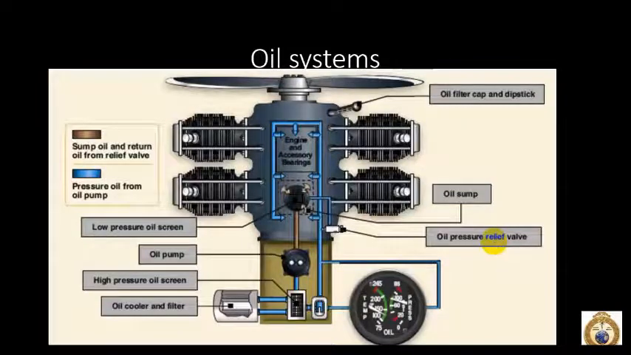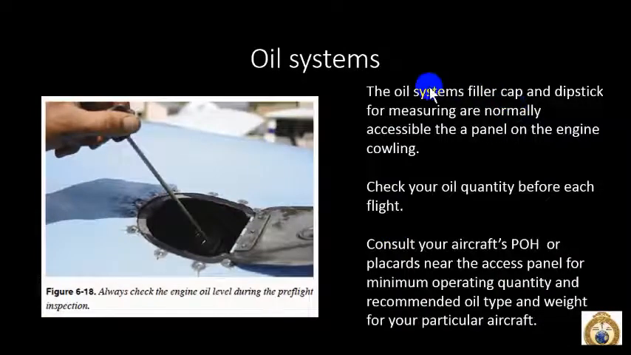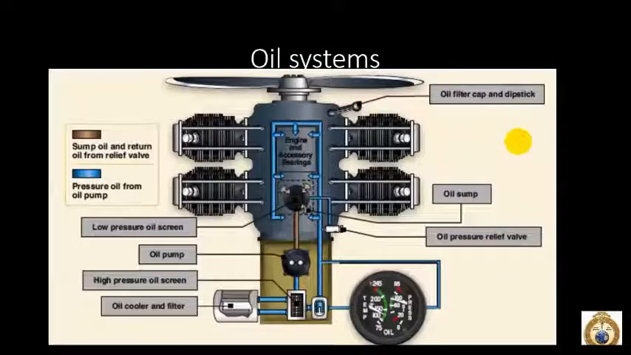Oil systems. In order to have a happy engine, we've got a lot of metallic parts rubbing together and a lot of heat being caused. And so just like your car, it needs oil for lubrication. There's also normally a dipstick area somewhere around the engine cowling so you can check your oil level, because you want to check your oil quantity before each flight.